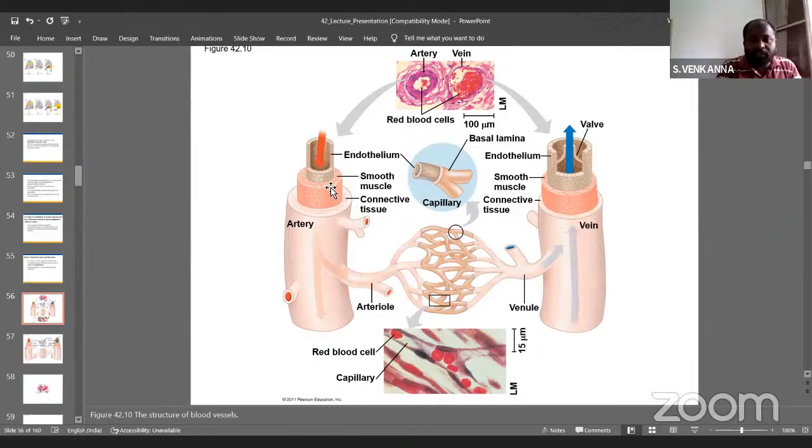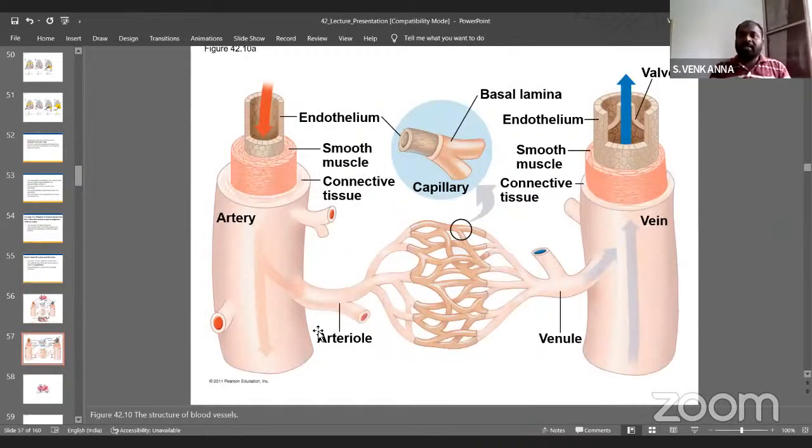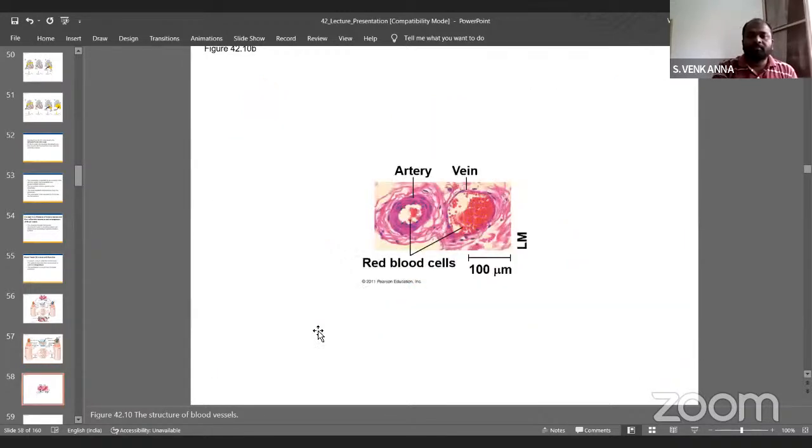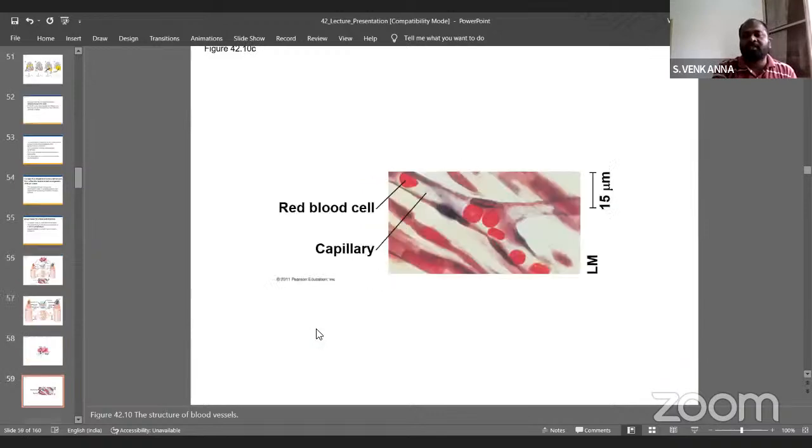and connective tissues. So these are the capillaries, the red blood cells under microns, basal lumen, endothelium, the smooth muscles here, connective tissues, the arterioles and venule, red blood cells and capillaries. So observe this clear image: the endothelium, basal lumen, and epithelium cells, arteria and venous. So artery and venous, red blood cells.